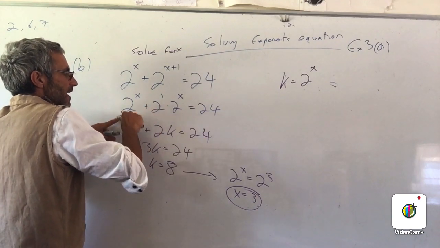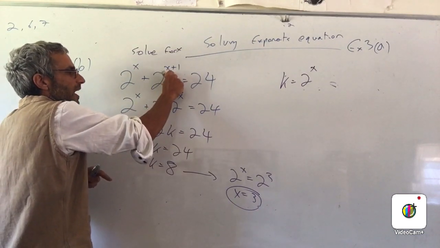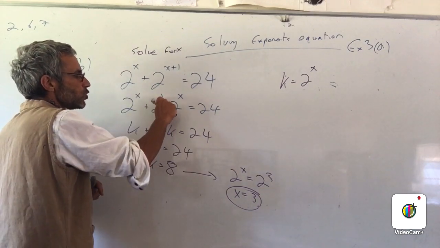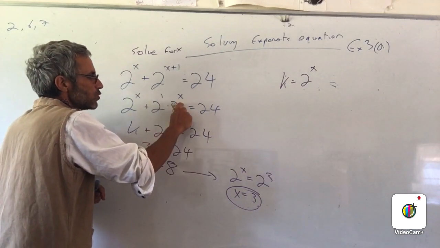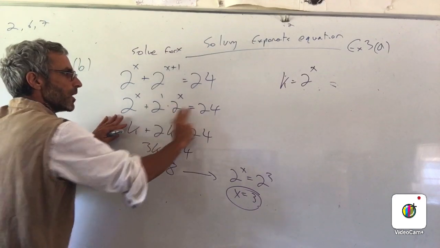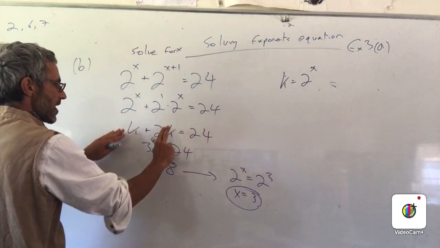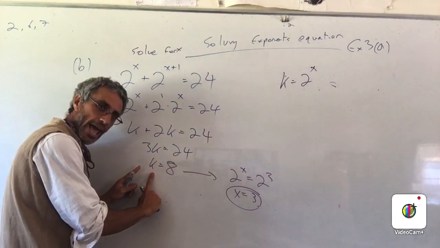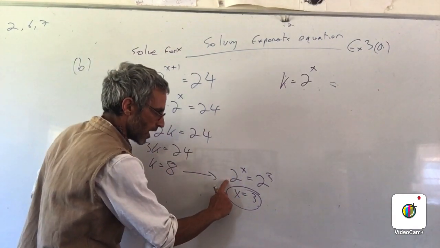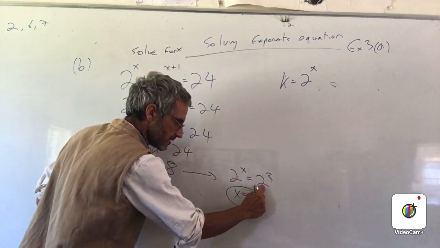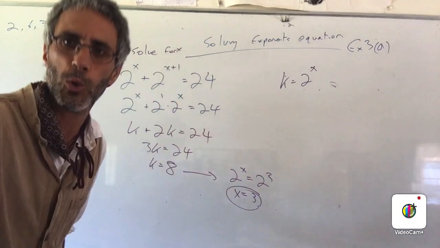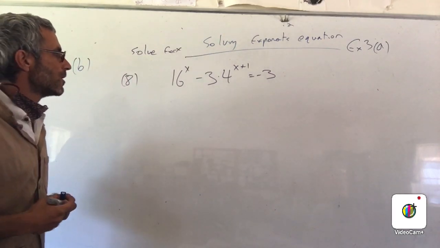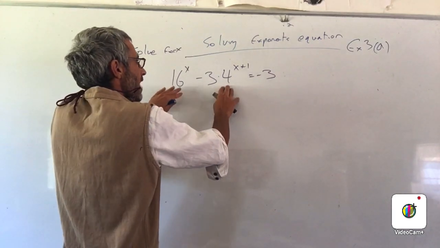So then I need to turn that into something with 2 to the power of x, and you recognize that's just 2 to the power of 1 times 2 to the power of x. Then we can use our substitution for k plus 2k equals 24. We get the k, but then we need to substitute: 2 to the power of x is 8, therefore x is 3. I'll pause for questions. Perhaps it gets a bit harder. Okay, so now we have a problem.